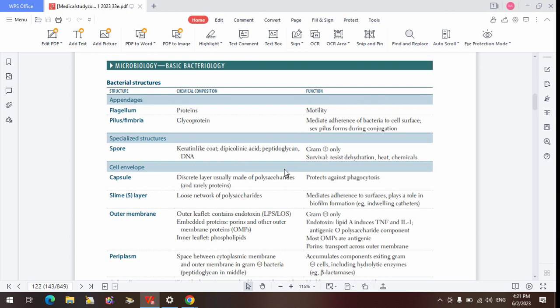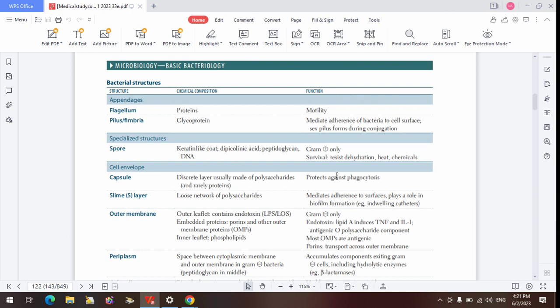So, spore only for gram positive, because it's only gram positive that contains a peptidoglycan cell wall. So we've talked about what the spore does to allow resistance against dehydration, against heat, as well as chemicals. So what are these gram-positive organisms? The B's and the C's. What are the B's? The Bacillus. So we talk about Bacillus cereus and Bacillus anthracis. Bacillus anthracis, it's a gram-positive rod, which causes anthrax.